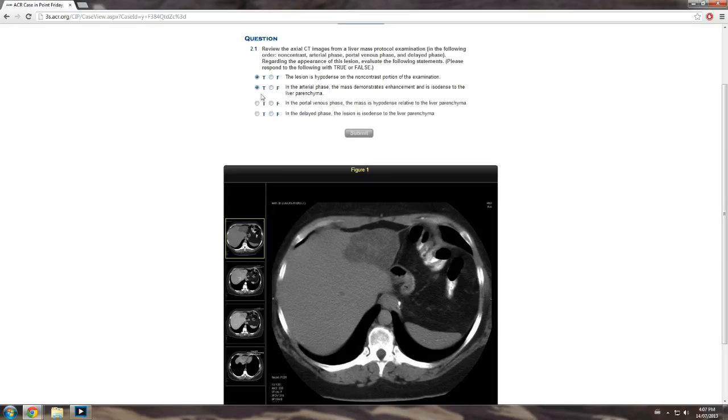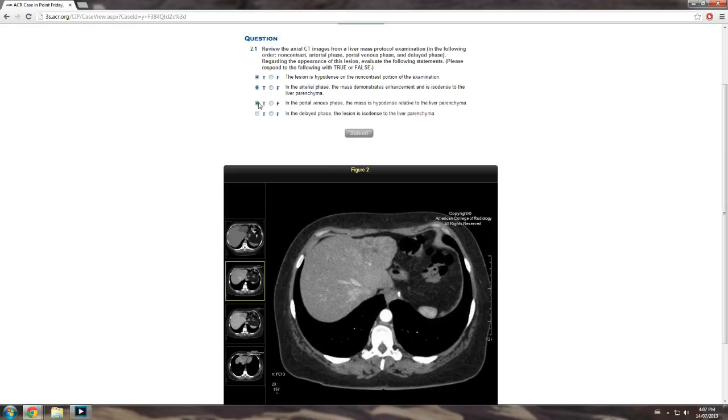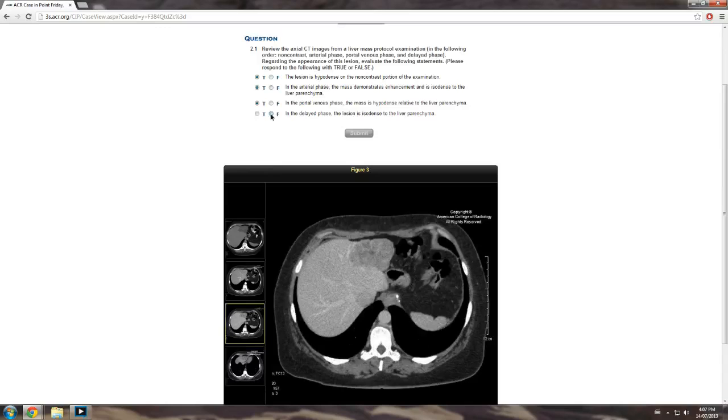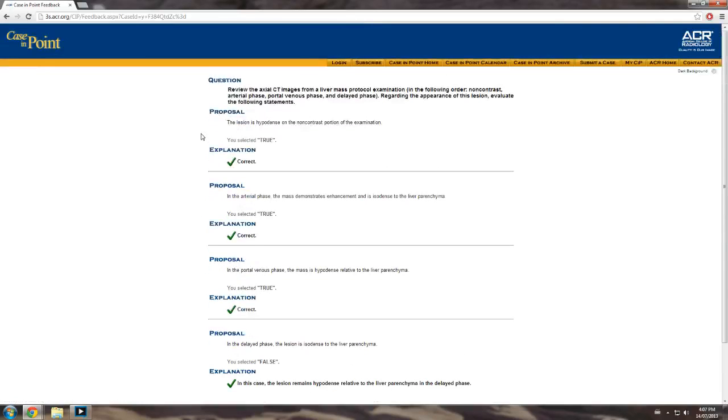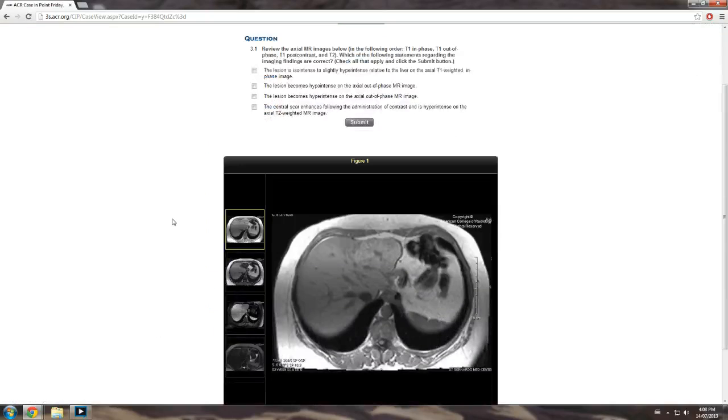Yeah, I'd say so. In the portal venous phase, the mass is hypodense. Yeah, I'd say that's true too. Isodense. What's hypodense, or less dense, is the liver parenchyma? Okay, luckily I got those. Doing okay so far. Well, a little tougher now.